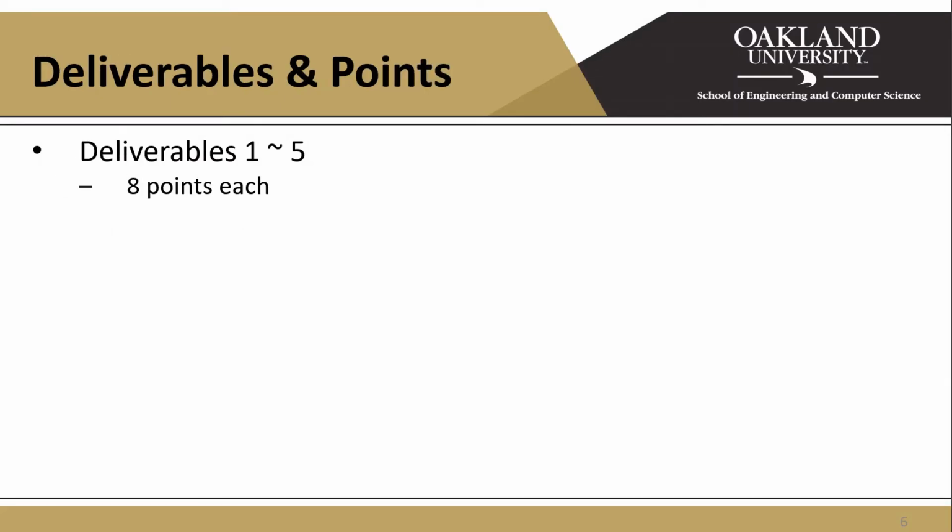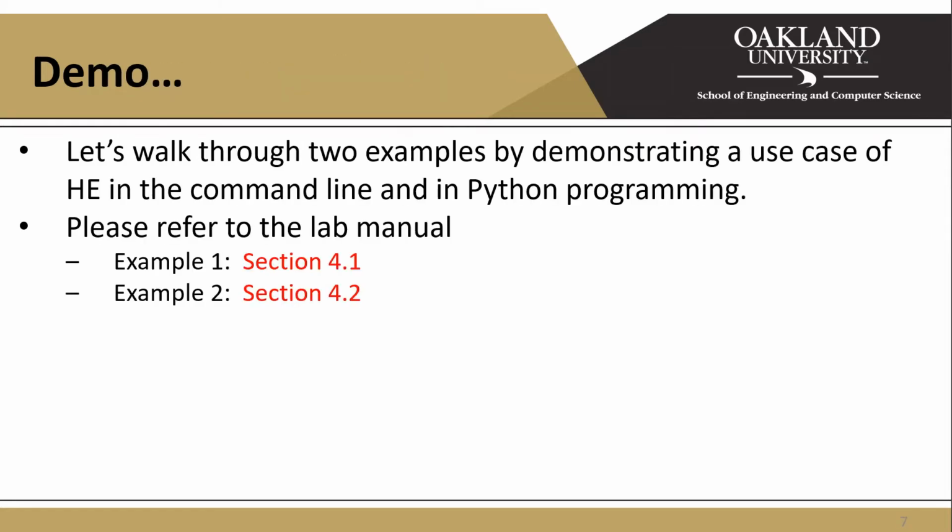This lab will contain 5 deliverables, each worth 8 points. And now we're going to walk through 2 examples, one of a use of homomorphic encryption in the command line, and one of homomorphic encryption through Python programming. These examples will be located in the lab manual, sections 4.1 and 4.2.